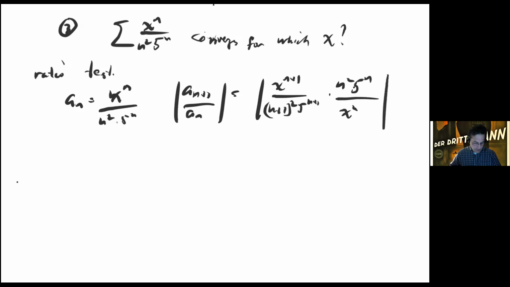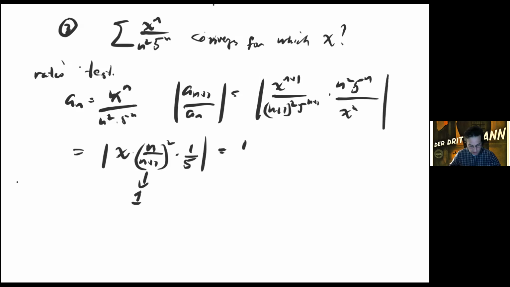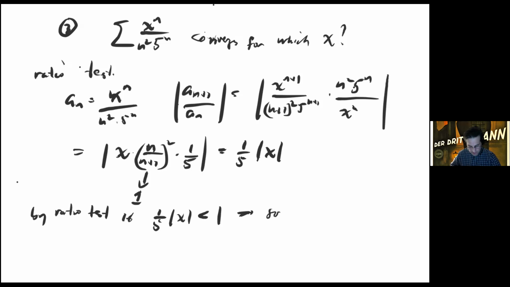Okay, and what do you get? Well, this is the same thing as absolute value of x times (n over n plus 1) quantity squared times 1/5. Now, the stuff in the parentheses tends to 1 as n goes to infinity. So this is the same as 1/5 absolute value of x, I brought it out. So by the ratio test, if 1/5 absolute value of x is strictly less than 1, then the series converges.